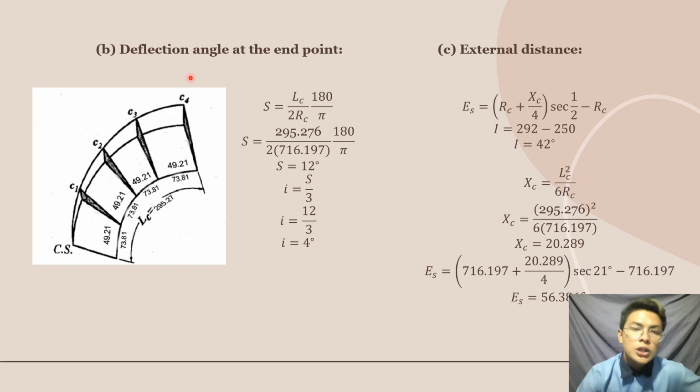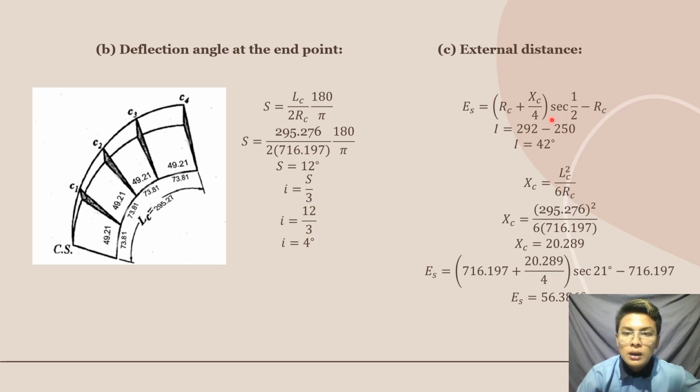To get the deflection angle at the endpoint, we must first get our S. First, we use the formula S equals LC divided by 2RC times 180 divided by pi. Substituting all the values, S is equal to 12 divided by 3, which is 4.